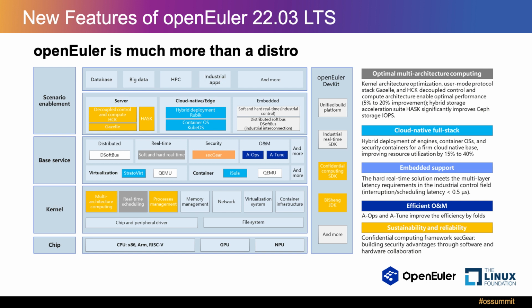openEuler has also done a lot to optimize the OS on multi-architecture computing, as there are a lot of different types of chips in China. For example, we have done some kernel architecture optimization for large-scale ARM clusters, and some user mode protocol stack. Also some HCK decoupled control, which can provide 5% to 20% performance improvement. And now, the above mentioned is still what a normal OS distro does. Let's see what else we have done.